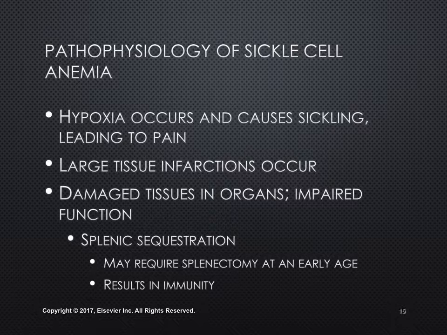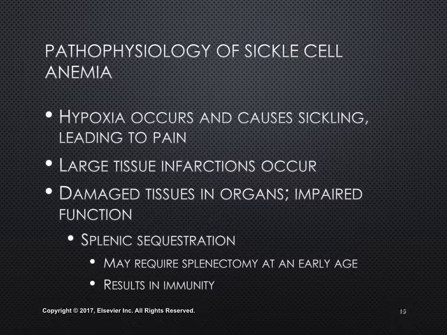We can get large tissue infarctions if they're blocked too much, and damage to tissues in the organs can happen, which will lead to impaired functioning of those organs. So in other words, every time we get a blockage isn't going to necessarily happen out in the fingers or out in the legs, although it does happen in those places. It can happen anywhere in the body. So it can happen in the brain, it can happen in the organs, it can happen in the muscles, it can happen in the joints, it can happen anywhere in the body.